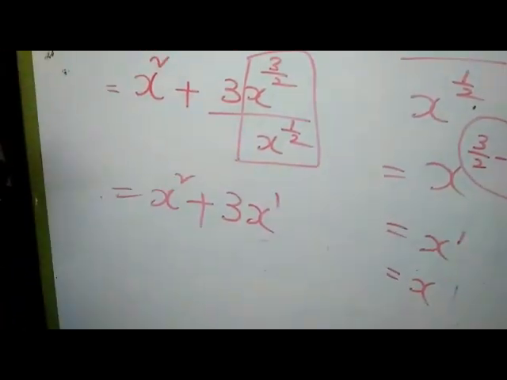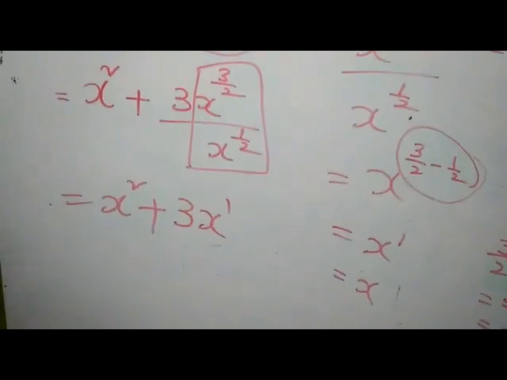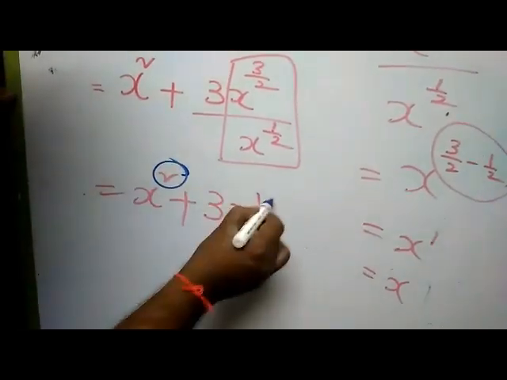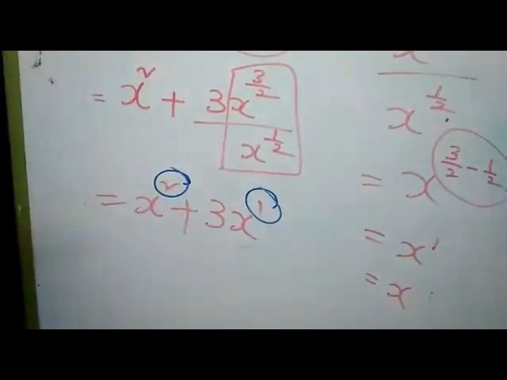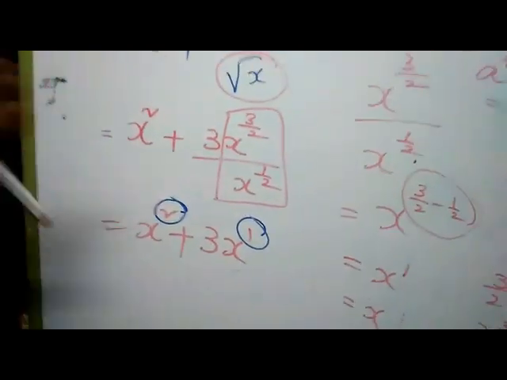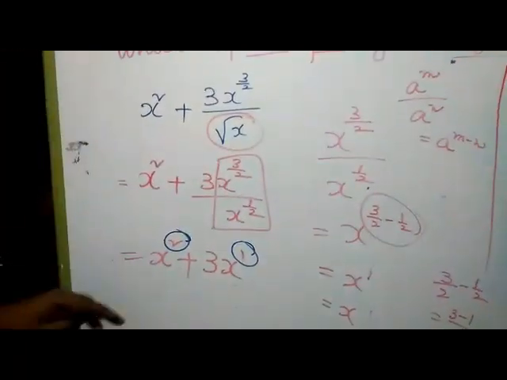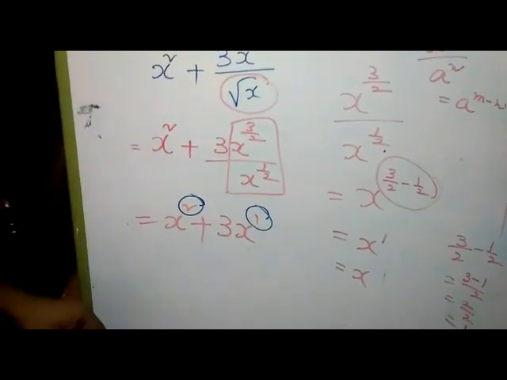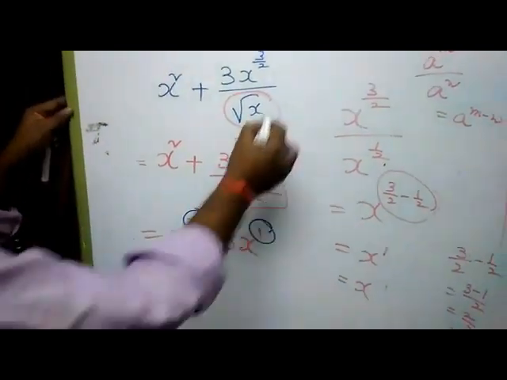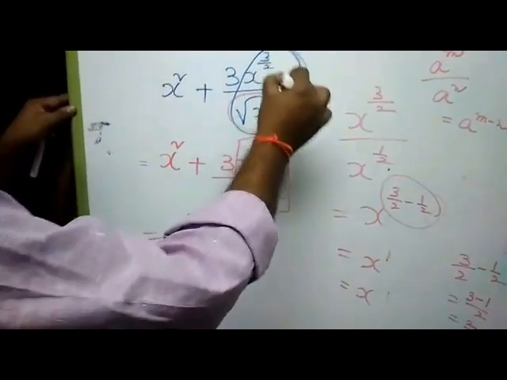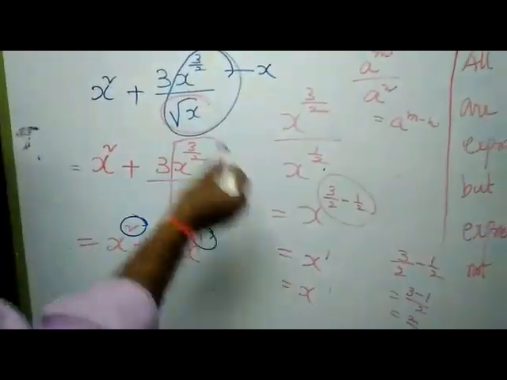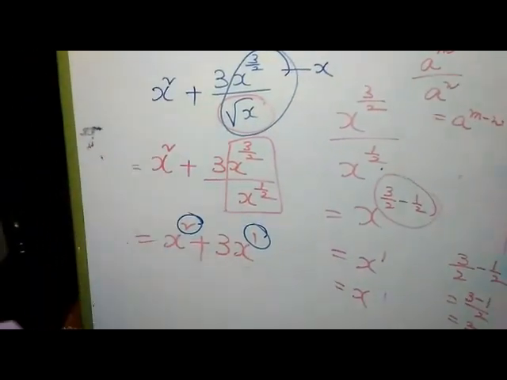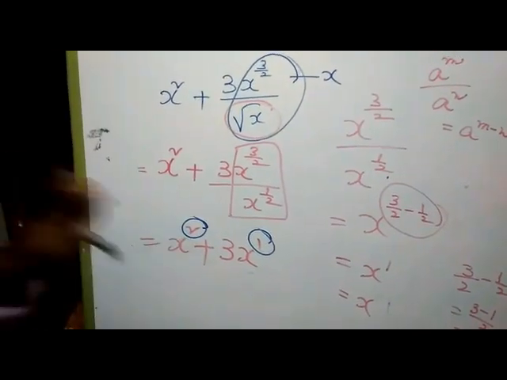So it is a polynomial. Why? Because the powers of the variables are whole numbers. By seeing, maybe it looks like it is not a polynomial, but you should simplify. Sometimes this type of sums will also come. If you simplify this part, you get x. Then automatically we get x square plus 3x. This is also a polynomial.